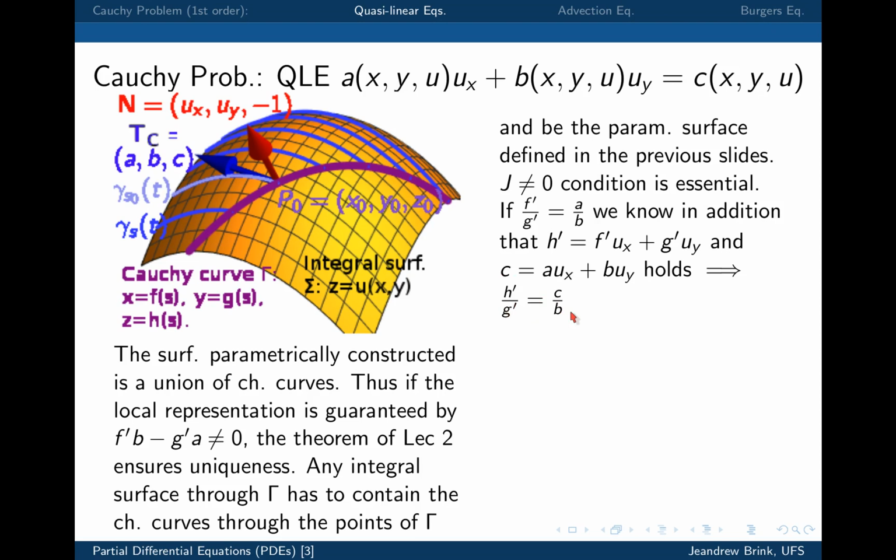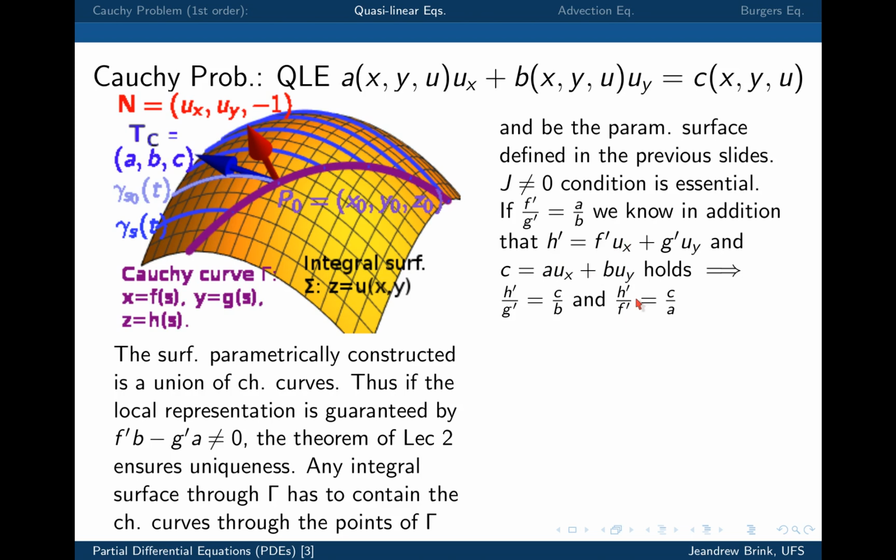The second one is that you do the same thing and try to get rid of u_x. So you divide by f prime. You have h prime over f prime plus g prime over f prime times u_y. And here you're dividing by a, so you have c over a equals u_x plus b over a u_y. If you invert this thing, once again the right-hand side exactly cancels that one, and you're also left with that condition.